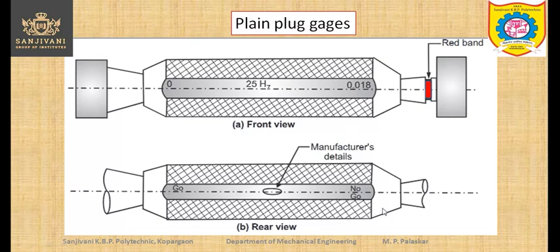So this is the plug gauge, this is the rear view of the plug gauge, and here some manufacturer details and specifications are written, and here you can see go is written here and no go is written here. So this no go is also specified by this red band, and on this side you have the no go, on this side you have the go end of the gauge. So this was about the plain plug gauges.